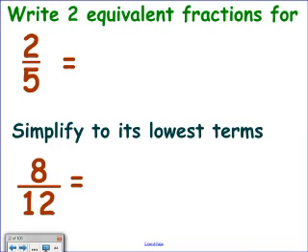Okay. Right. So the first one, I want you to write 2 equivalent fractions to 2/5. Don't care what they are, just show me you understand what an equivalent fraction is. The second one, I want you to simplify to its lowest terms. You're going to see that almost every exam question that involves a fraction will have a throwaway line at the end that says simplify. And you're going to become experts at simplifying.